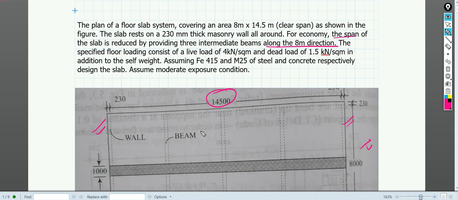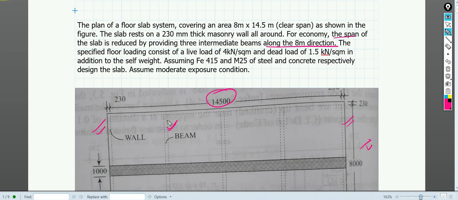So you have to... the depth of the slab needed to take care of that deflection will become very high. In that case, it will be very uneconomical because more concrete and more reinforcement will be required. But you can reduce the deflection by providing some secondary beams.